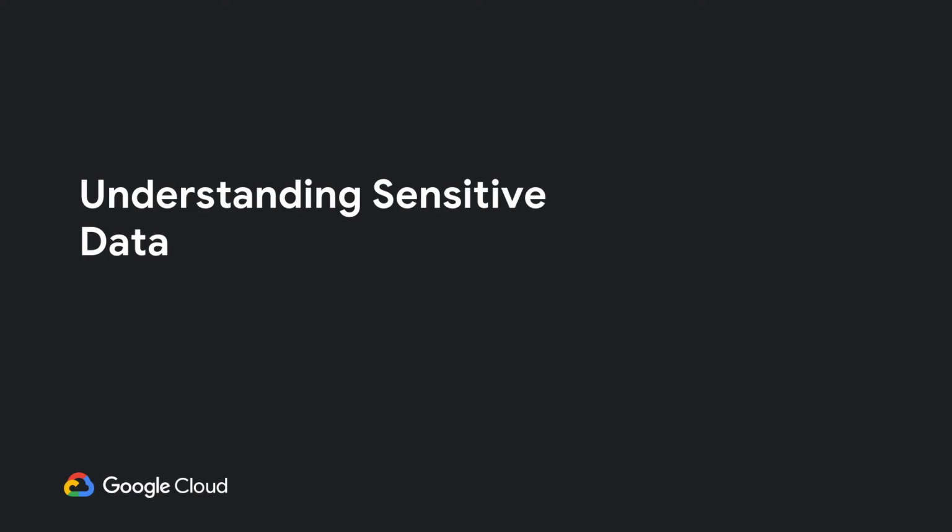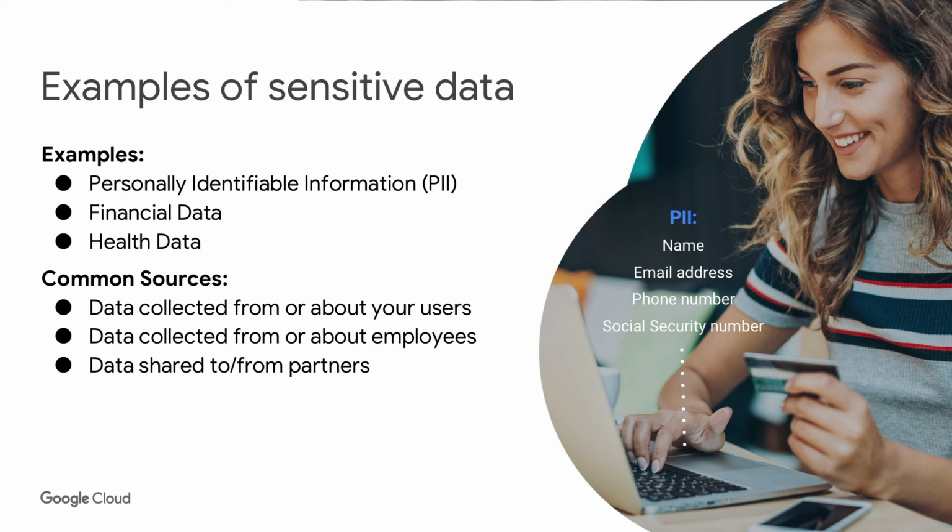First, let's understand what sensitive data is, the kind of things that we're going to protect against. Just some basic examples of sensitive data are things like personally identifiable information, or PII.